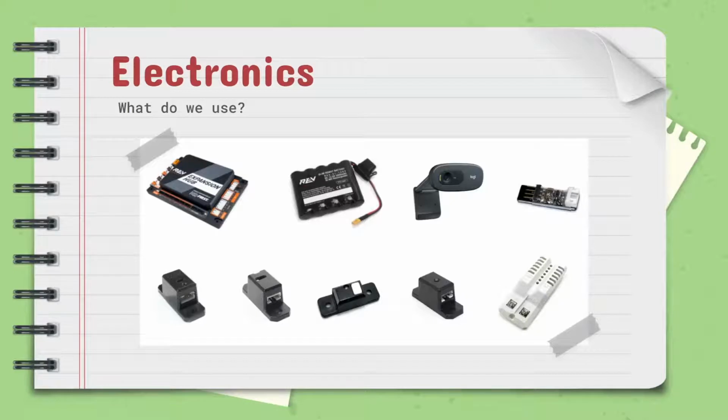So we use a lot of electronics in FTC. One of the main ones is the Rev Expansion Hub, along with the Rev battery, any FTC legal camera, a level shifter, which you use to shift between different voltages, various sensors like the color sensor and distance sensor, and finally the servo power module.